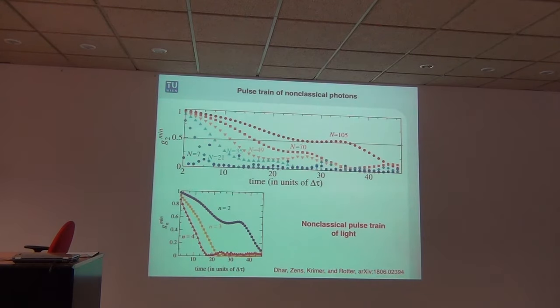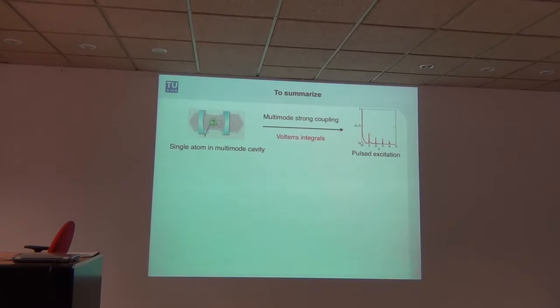Okay. So to summarize, we first started with this regime. This was the multimode strong coupling regime, where we just had a single atom in a multimode cavity and we had pulsed excitations, which was a multimode effect. And to solve this, we used Volterra integrals. This is a semi-classical method, and it gave us this.